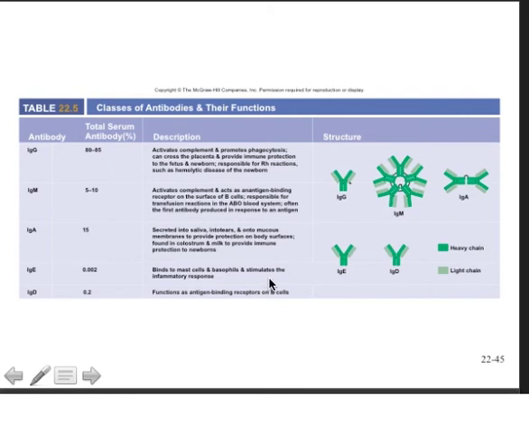IgE binds to mast cells and basophils and stimulates the inflammatory response. You can see IgE here, again, this simple Y shape. And IgD functions as an antigen binding receptor on the B cell.